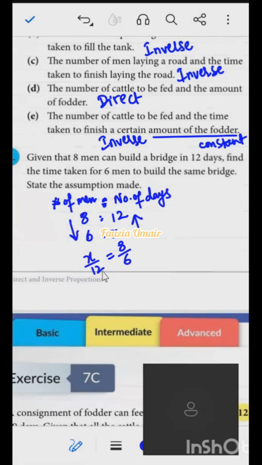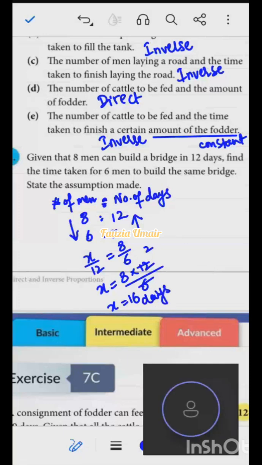Okay, now this 6 can be cancelled. 6 2s are 12. So x is equal to 16. So 16 days. ठीक है? 16 days. Right? So जब 8 workers काम कर रहे थे तो bridge 12 दिन में बन रहा था. Now the workers are 6. So definitely the number of days would be more. So this is a sensible answer. ठीक है? This is the answer of this question.